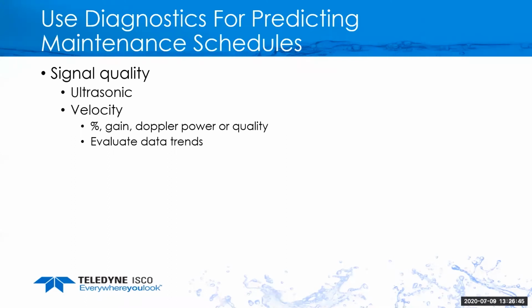In the case of laser or some of the other technologies out there, there's a value called Doppler power, which really is a measure of the quality, like I was just showing you, of the reading that we're getting back. So those are very, very beneficial to be able to determine the quality of your data. And again, evaluate your data trends.